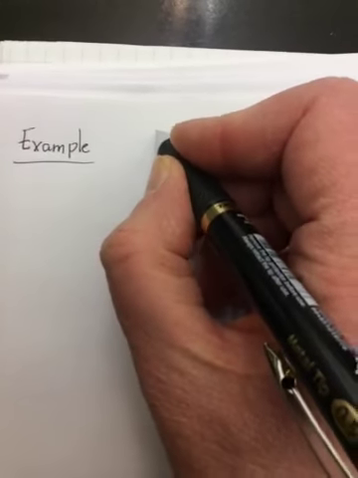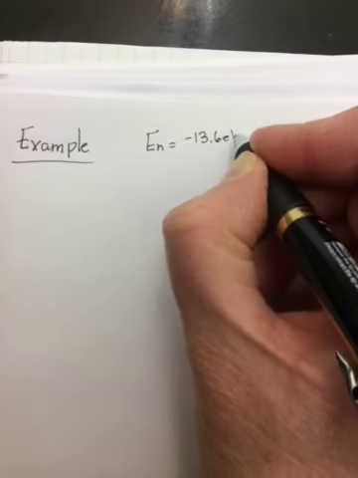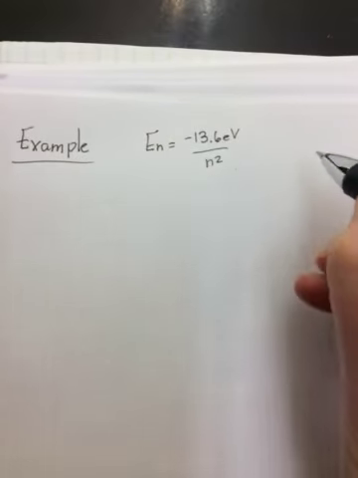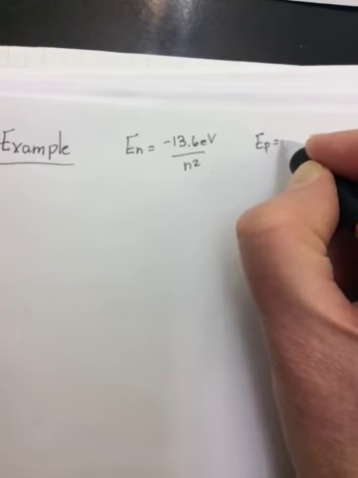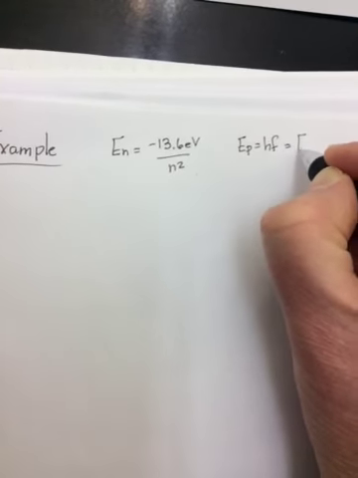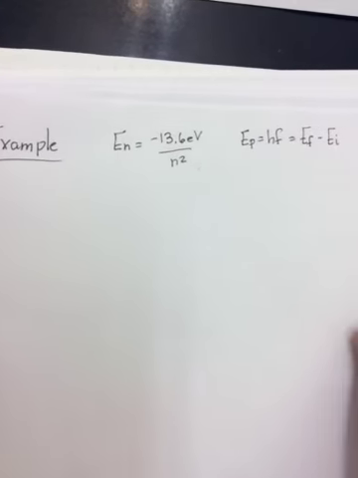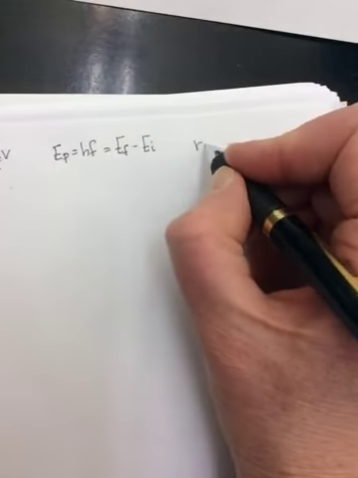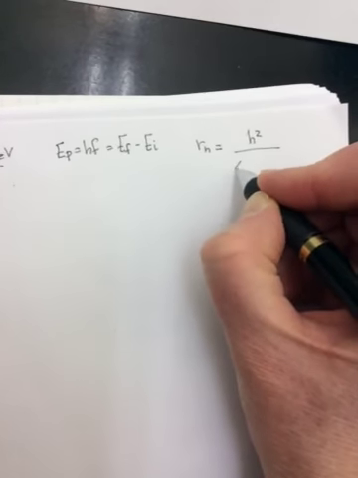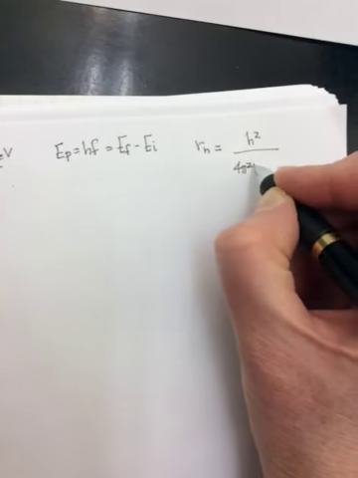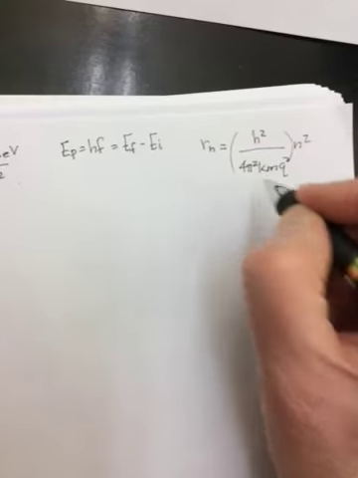Okay, so remember our equations. E_n is equal to negative 13.6 electron volts over n squared. That's one. A second one is E_photon, which of course is hf, is equal to E final minus E initial. And then the third one is the Bohr radius one, r_n, is equal to Planck's constant squared over 4 pi squared k m q squared, all times n squared.